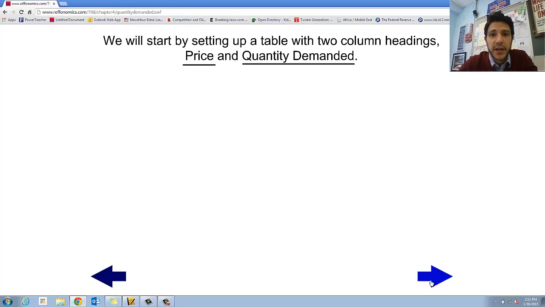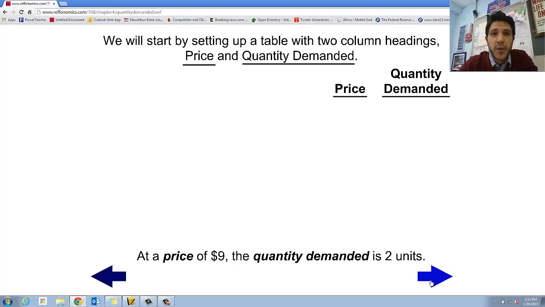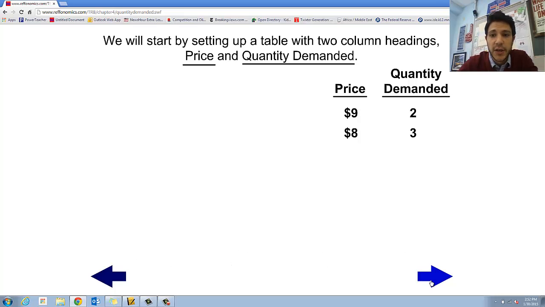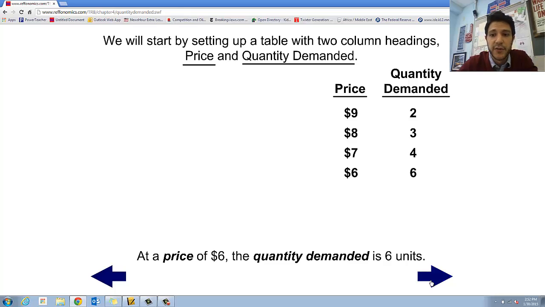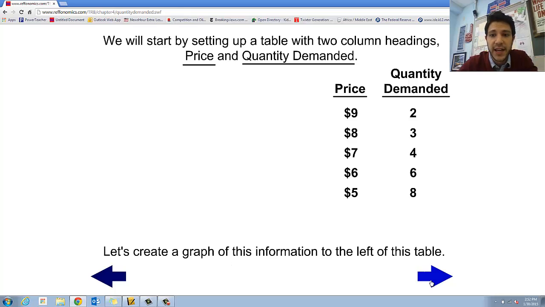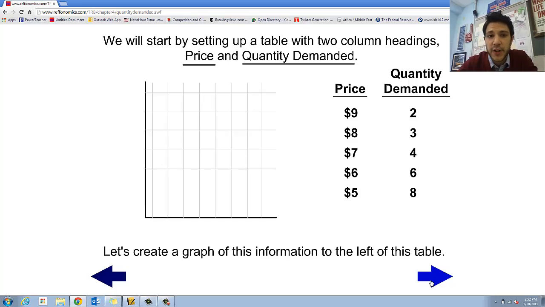We start by setting up a table with two column headings, price and quantity demanded. At a price of $9, for a widget, we're going to want 2 units. $9, 2 units. But as we go down, it's ever increasing: 8, 3; 7, 4; 6, 6; 5, 8. But we can put this on a graph too.